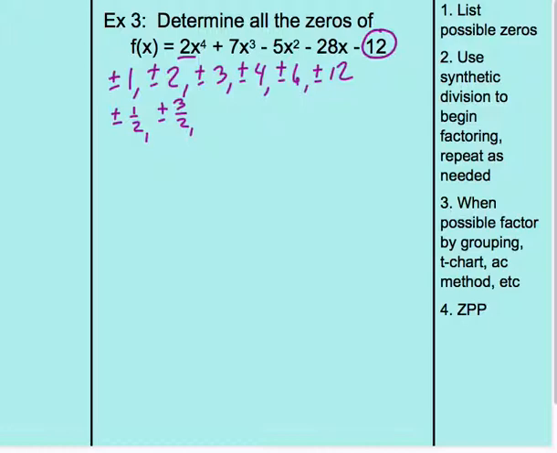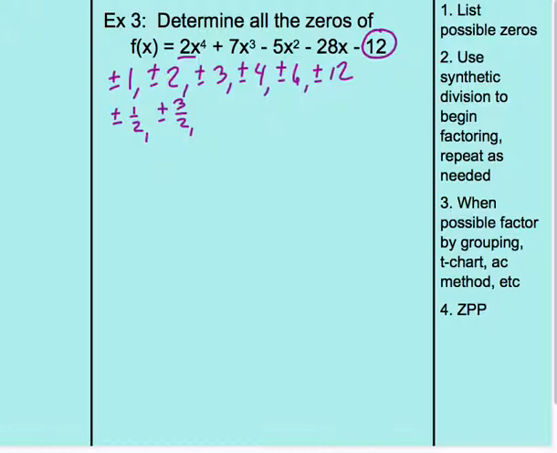Same for 4. If I divide 4 by 2, I will get 2, which is already in my list. If I divide 6 by 2, I'm going to get 3, which is already in my list. If I divide 12 by 2, I'm going to get 6, which is already in my list. So it actually only added 2 additional possible zeros.